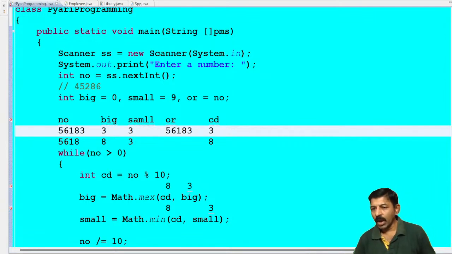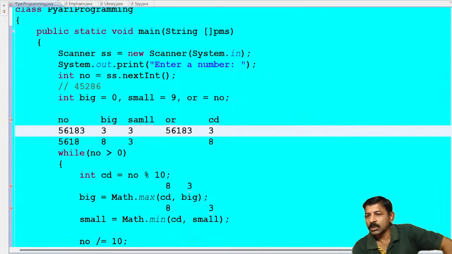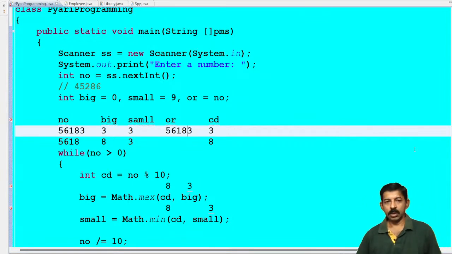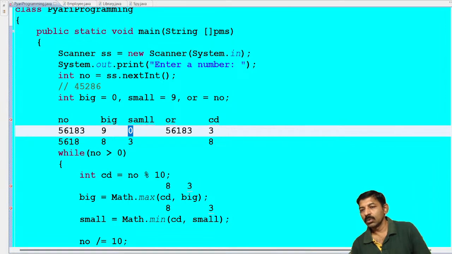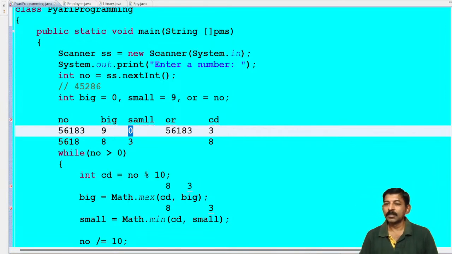Sir, I have doubt why we cannot take big as 9 and small as 0. Okay, good question. Big is 9, small is 0. Now whatever digit that I am going to get is never going to be bigger than 9, and never going to be smaller than 0. Understood, Ayushman? If I will take big as 9, none of the digit in the number will be greater than 9. Suppose in this case I don't have 9, the biggest digit is 8 and the smallest digit is 1.